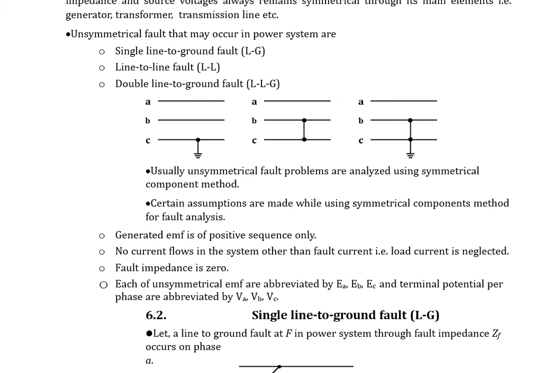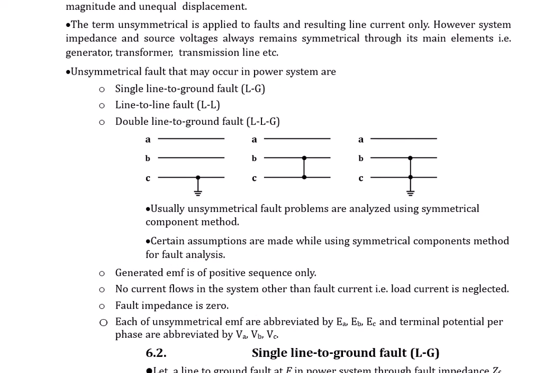So these are the assumptions: the generated EMF is of positive sequence only. No current flows in the system other than the fault current. Load current is neglected, and the fault impedance is zero. And last, the symmetrical EMFs are abbreviated by EA, EB, and EC, and the terminal potential per phase are abbreviated VA, VB, and VC.